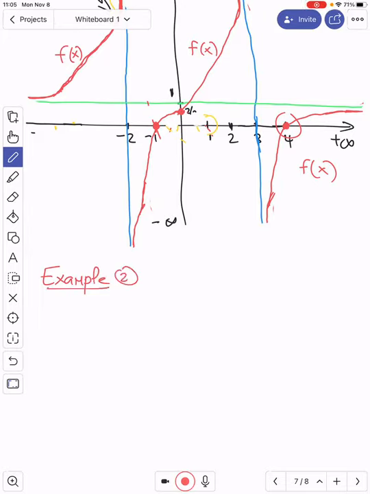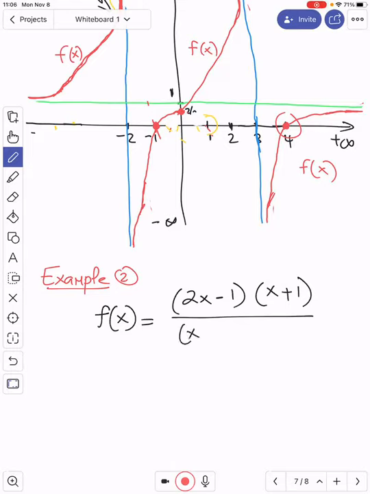All right, so the example number 2, again, f of x. So let's say your f of x is equal to 2x minus 1 times x plus 1 over x minus 2 times x plus 2.